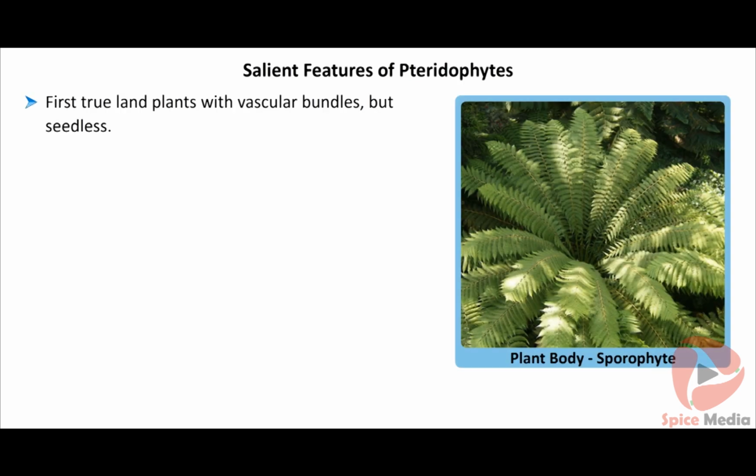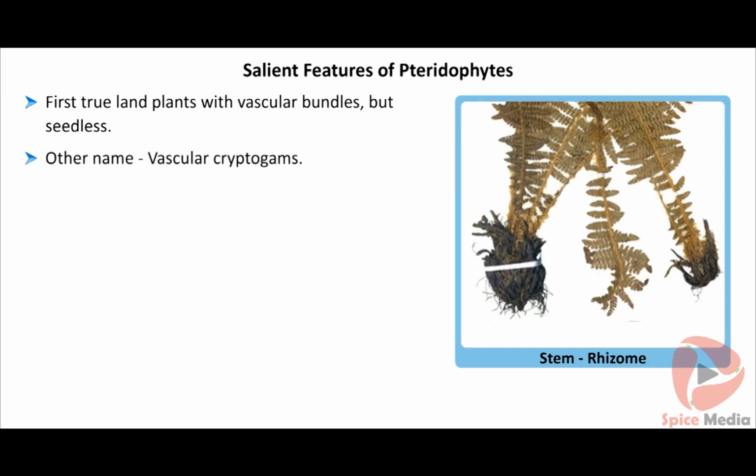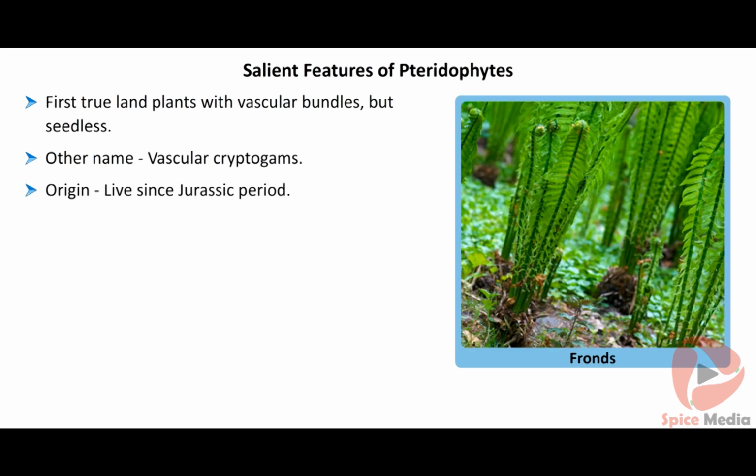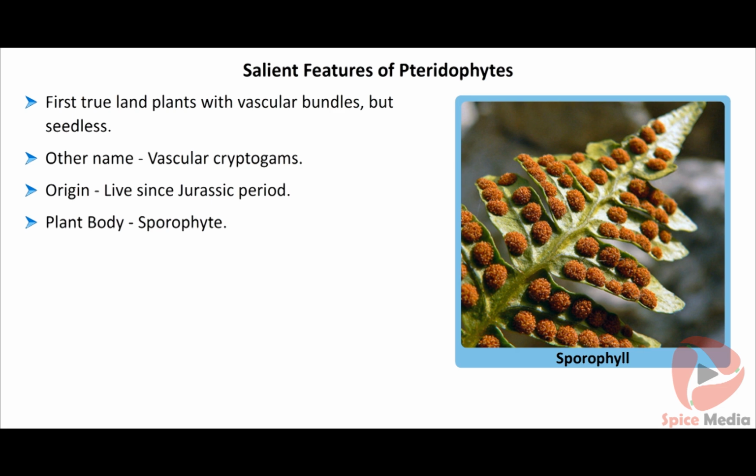Pteridophytes are the first true land plants to possess vascular bundles, that is, xylem and phloem, but they are seedless. Pteridophytes are specially called vascular cryptogams as they possess vascular tissue for the first time under the cryptogams category. Pteridophytes have been living on this planet since the Jurassic period. Their plant body is a sporophyte.